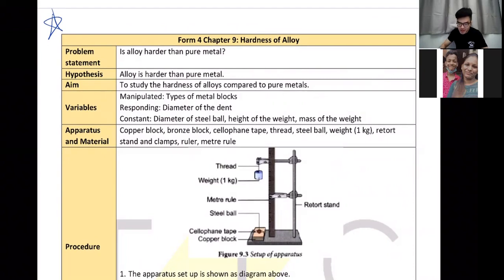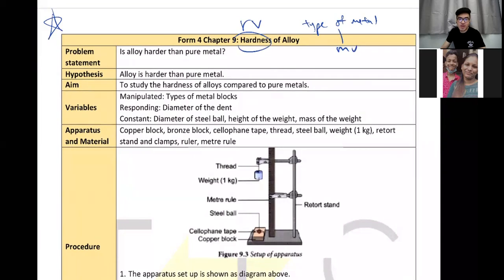So what is your MV? MV is either alloy or pure metal, or you can say the type of metal. Jenis logam, this would be your MV. And then RV is the hardness of the metal. Kekerasan logam. That would be your RV.